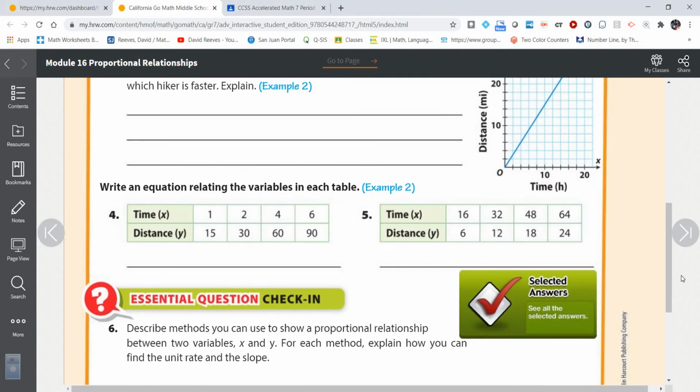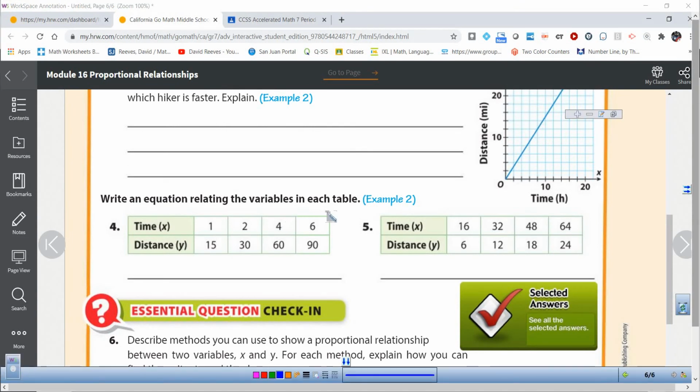All right, again, finding the slope from a table, right? We want to write an equation. The equation is going to be y equals k times x, right? Because the slope is equal to k when you have a proportional relationship. All right, change in y over change in x. So take a look here.